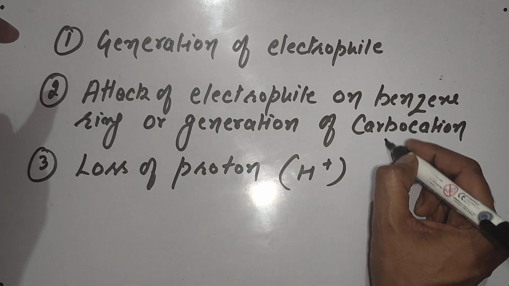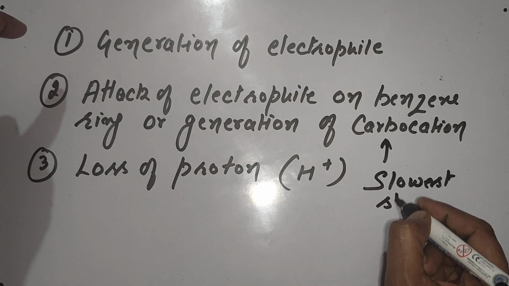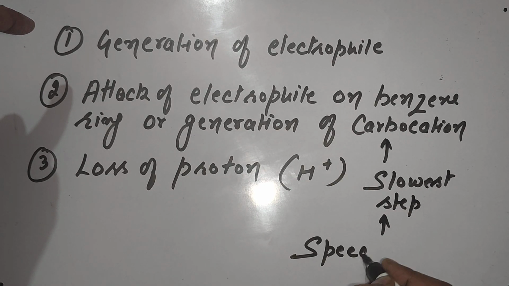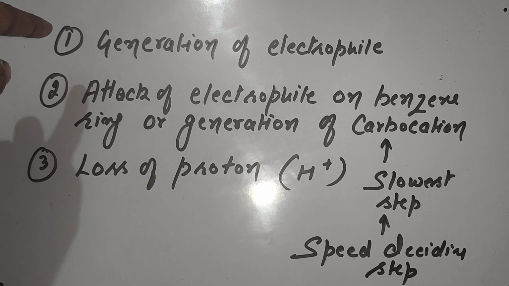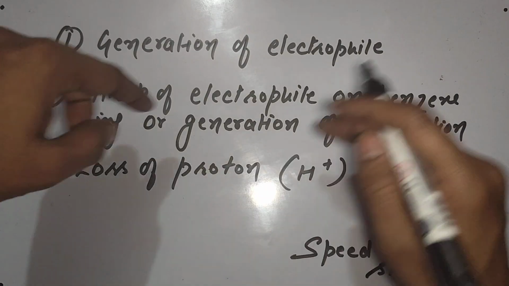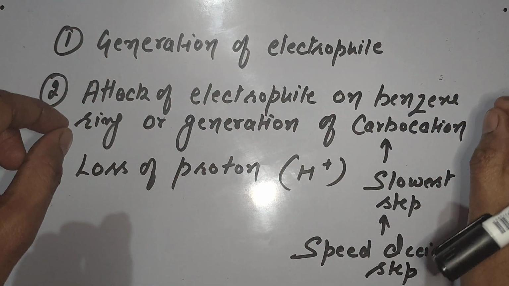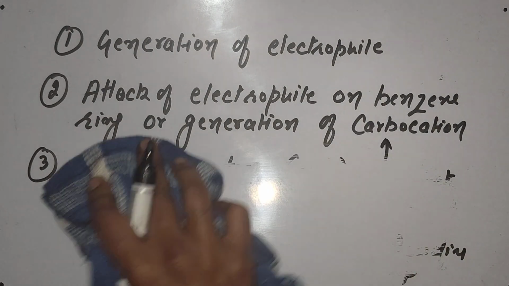Now please note down, second step will be slowest step. That's why it is speed deciding step, or we can call it rate determining step. Overall speed of the reaction will be decided by second step because this is the slowest step here. Now one by one, let's understand all the steps.